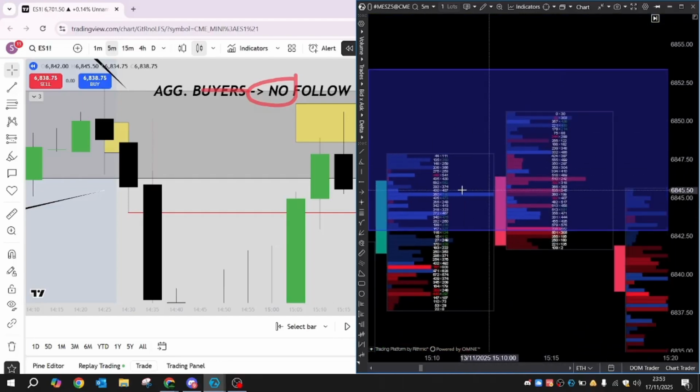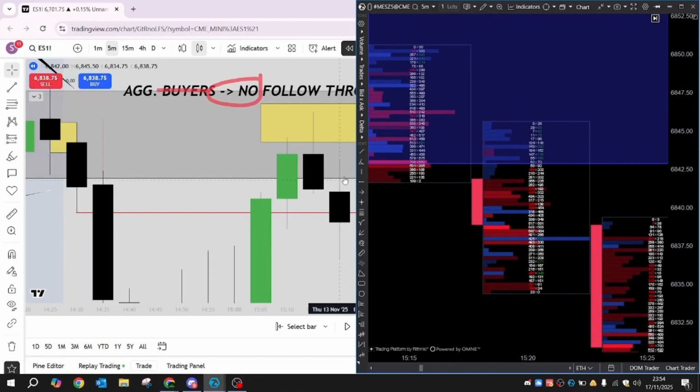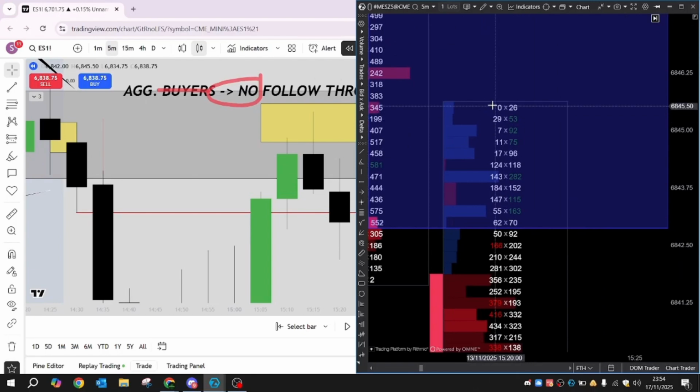Now that's evident here, that's evident here, that's also evident here. We have a down candle again. Look at this wick rejection over here. Look at that wick rejection. 0 for 26, again, finished auction, a lot of blue delta, which means that the buyers were aggressive, but they were not in control. They were not able to drive price higher, which is essentially an absorption.